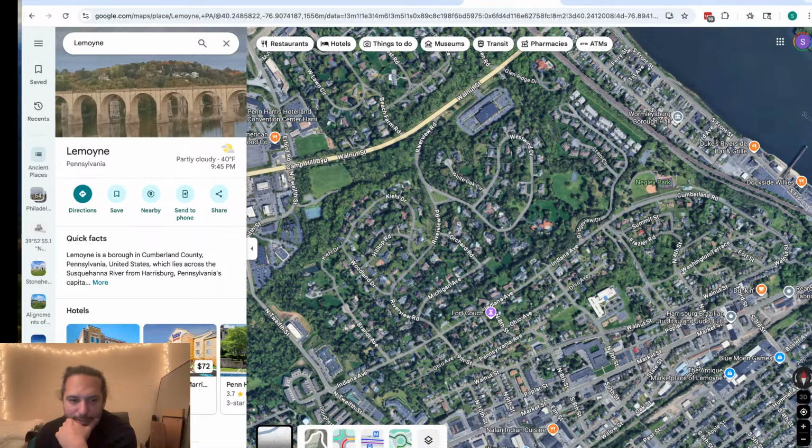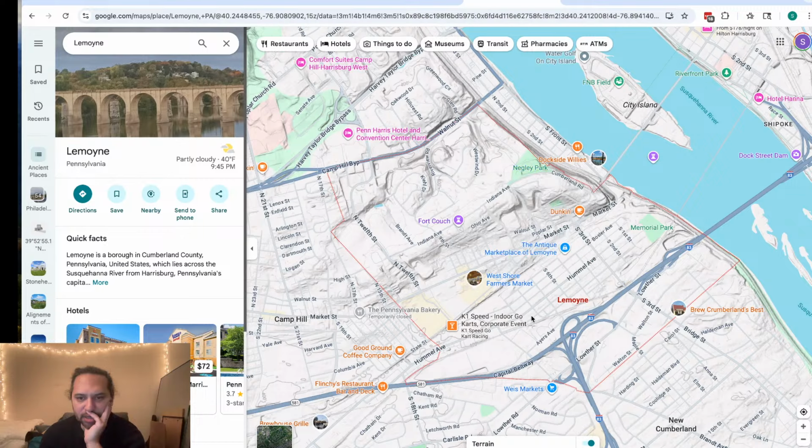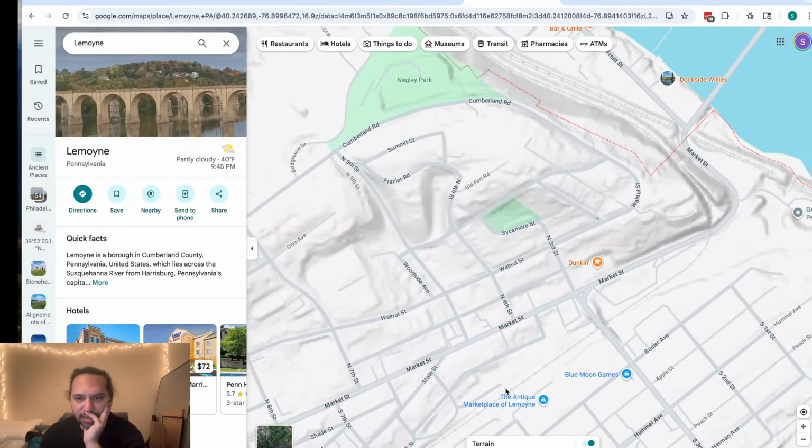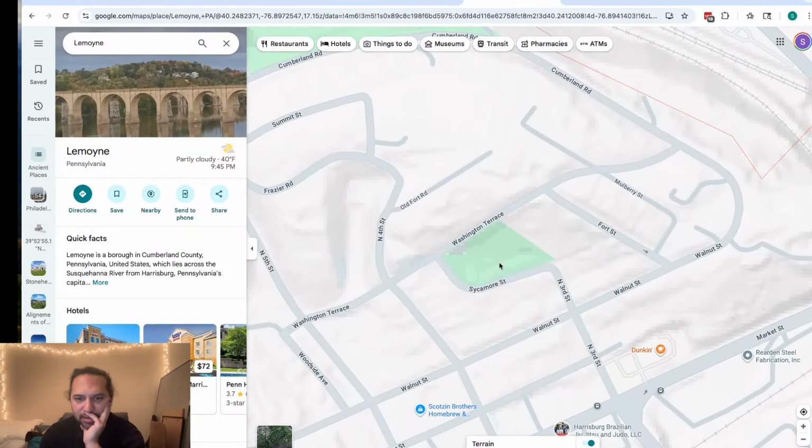Okay, let's see if the paper describes where this site is. But if I had to guess, I don't see any creeks. City Island is here. So I'm going to guess. Okay, this is the boundary area of Lemoyne. There is this ridgeline. I'm going to guess, hopefully it's Negley Park, or what's that little green spot? What's that? Basketball court?